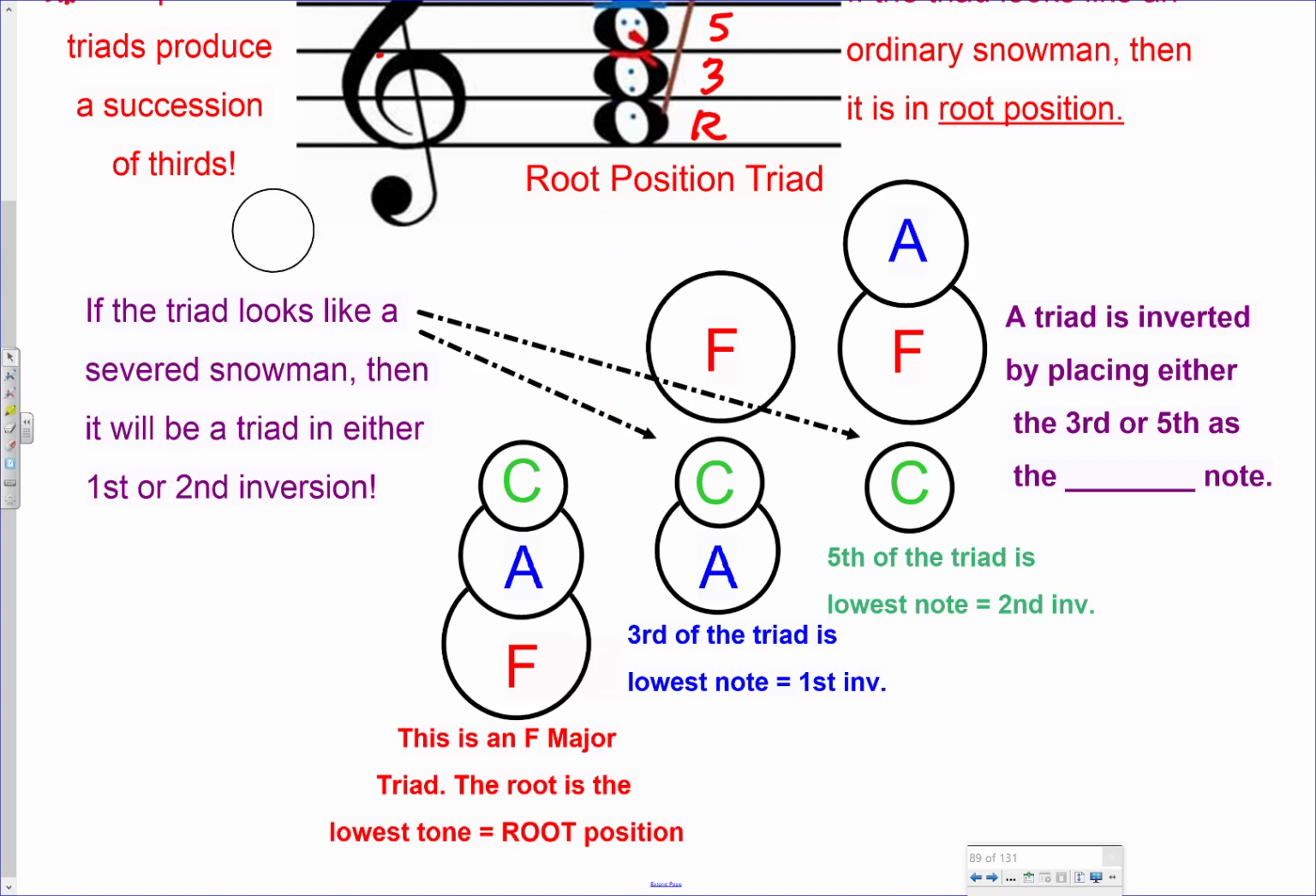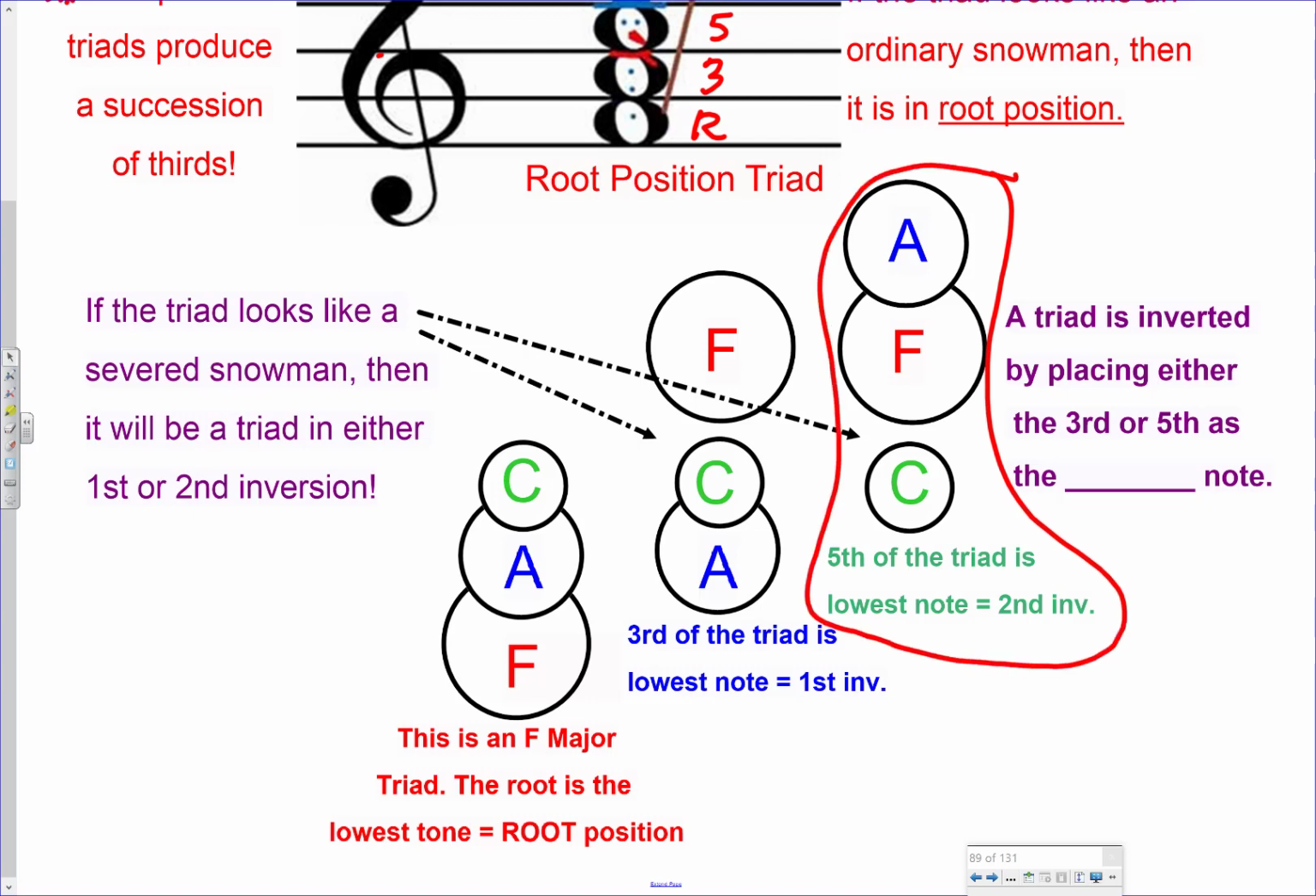Let's take a look at the triad I'm outlining now. The fifth of the triad is the lowest note. When the fifth of the triad is the lowest note, the triad is said to be in second inversion. There are no third inversions for triads because triads consist of only three tones. A triad is inverted by placing either the third or fifth as the what note? Hopefully you said lowest.